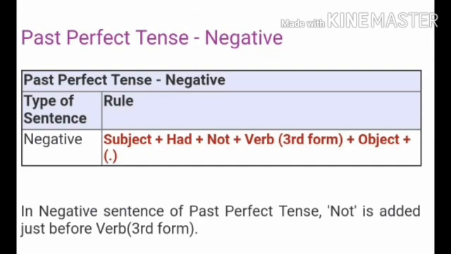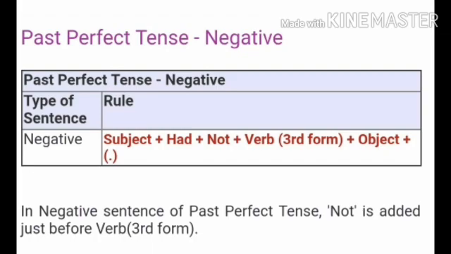Now keep in mind that had is the only helping verb that we are going to use in this tense. Now see how we can form negative sentences using past perfect tense. We are fully aware that we have had as our helping verb, and when we have to make negative sentences, we are bound to use not in that tense. So first we use the subject, and after that we use had as our helping verb, and after the helping verb we use not to show negativity, and after that we use the third form of the verb, and the third form is followed by the object.